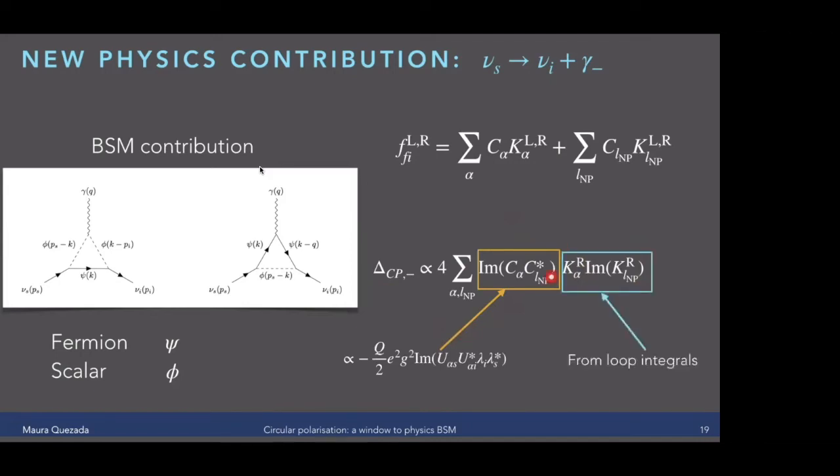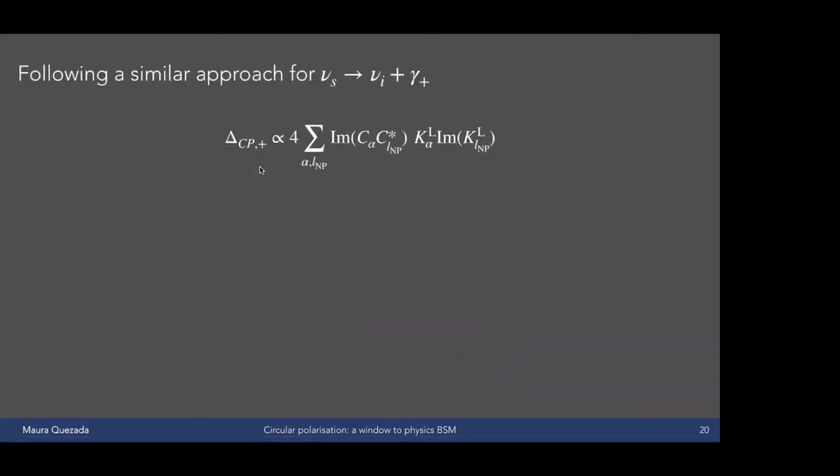And again, this is coming just from the loop integrals. So we have to perform the loop integrals. And in the same way, we can define delta CP for plus, for positive circularly polarized photons. Again, it's going to be of the same form.